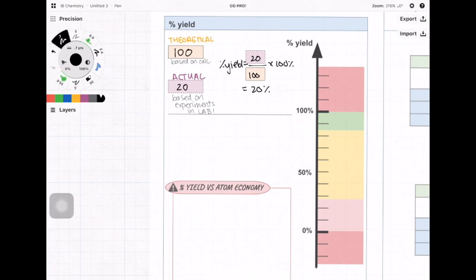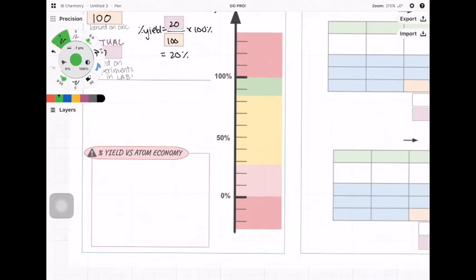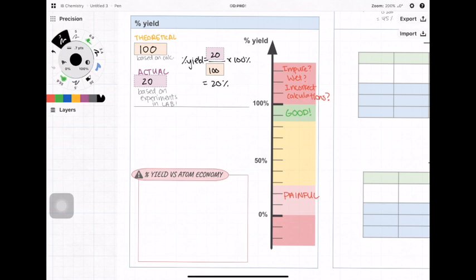To calculate percentage yield, we divide actual by theoretical and multiply by 100. If you get a number between 85 and 100%, that's good. If you get anything lower than 25% yield, it's pretty painful. And then if you get above 100% yield, there could be a lot of different issues. You could have an impure sample, it could still be wet, you could have done your calculations incorrectly.